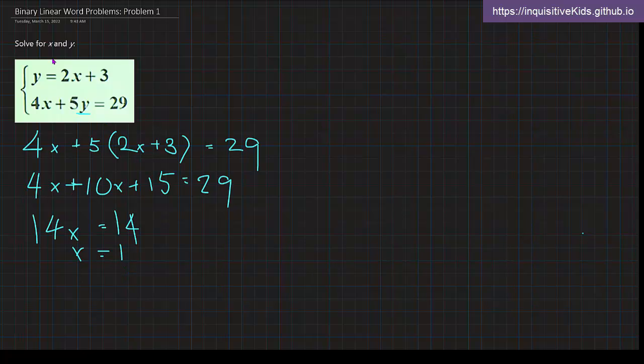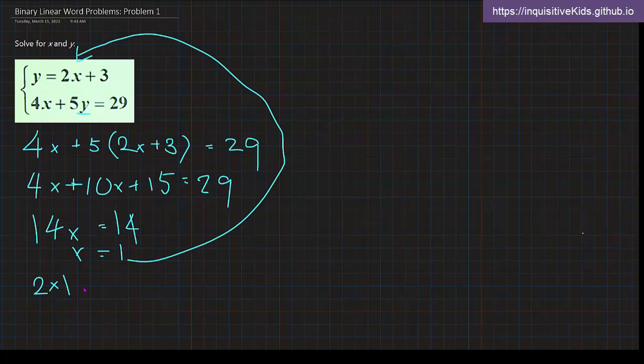So we're trying to solve for both x and y. So we also need to figure out what y is. Now that we know that x equals 1 and y is equal to 2x plus 3, we can substitute x's value right here, right? So 2 times 1 plus 3 equals 5. So x equals 1 and y equals 5.